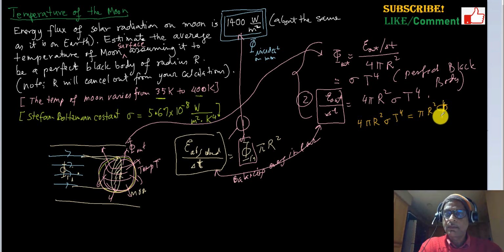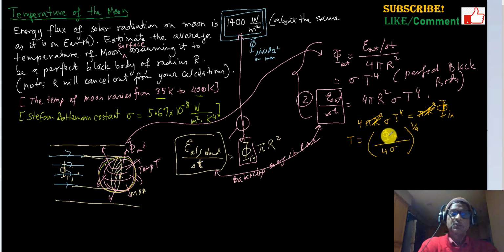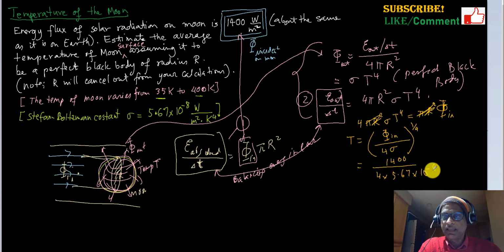times the flux in. Of course, pi r squared cancels from both sides, so T is equal to the flux in over 4 sigma, to the power 1/4. Now I can put the numbers in there. The number is 1400 over 4 times 5.67 times 10 to the minus 8, to the power 1/4. Plugging into the calculator, this is really 280 Kelvin.